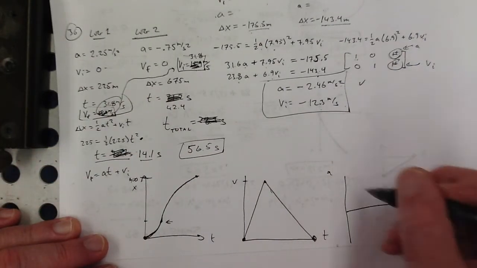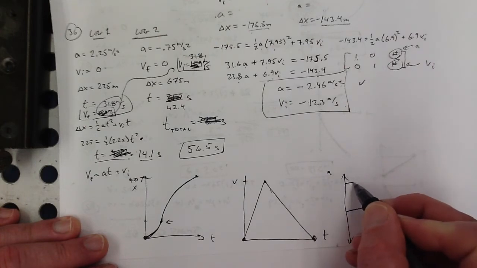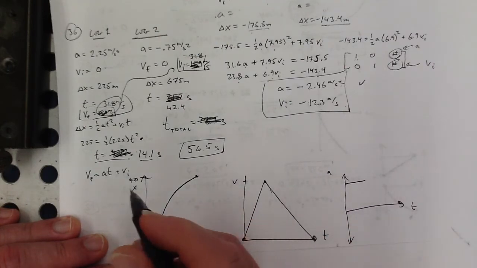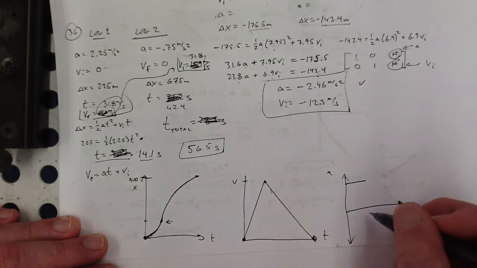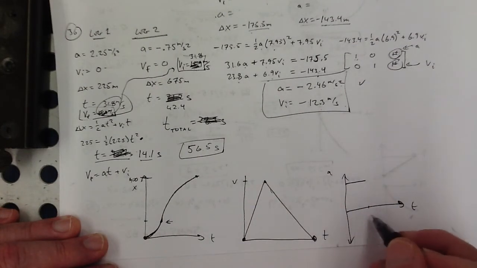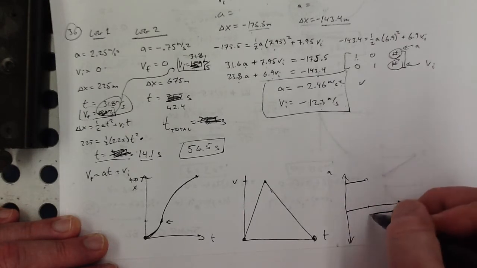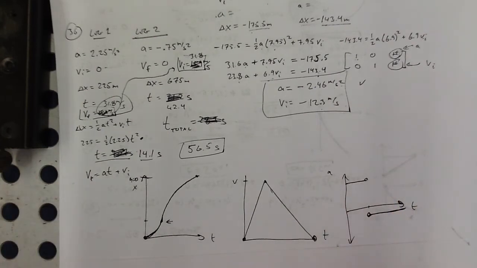And then my acceleration versus time. My acceleration for the first bit is positive 2.25, and then after the first 14.1 seconds, my acceleration is negative, and that happens for a little bit longer time. If you want to put open circles on the ends of those, that's fine. We don't really fuss about that in physics.